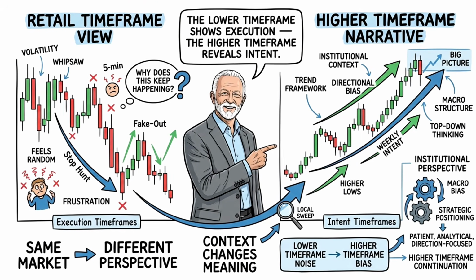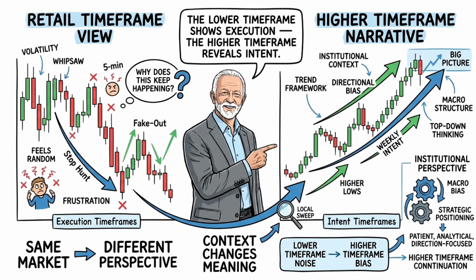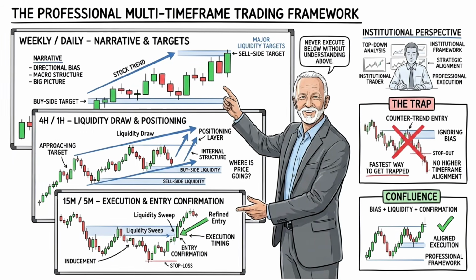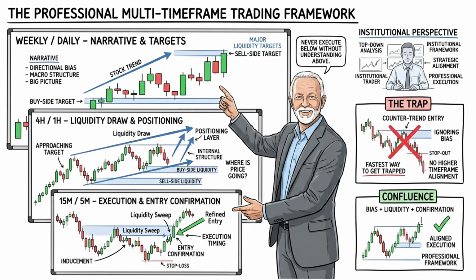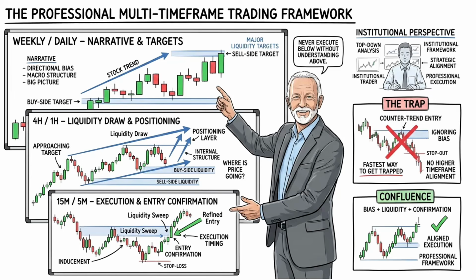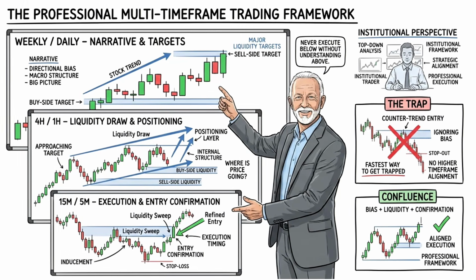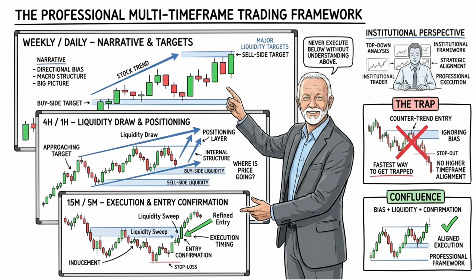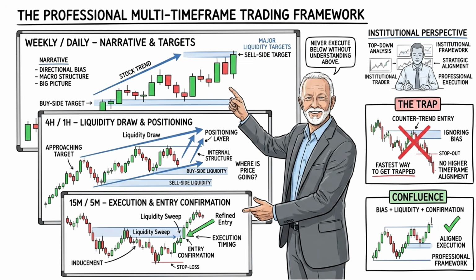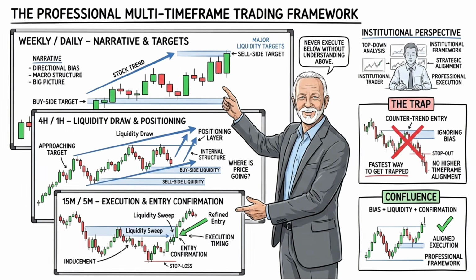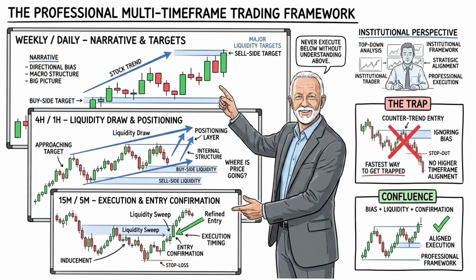The higher time frame narrative is the only one that matters for directional bias. The framework I use: weekly/daily, define the overall narrative, direction, and major liquidity targets. 4H/1H, identify where price is in the draw, approaching buy-side or sell-side liquidity. 15M/5M, look for the inducement sequence and entry confirmation within the higher time frame narrative. Never take a lower time frame entry that contradicts higher time frame direction. That's one of the fastest ways to get trapped.